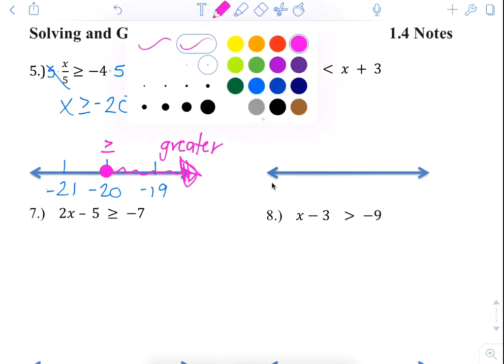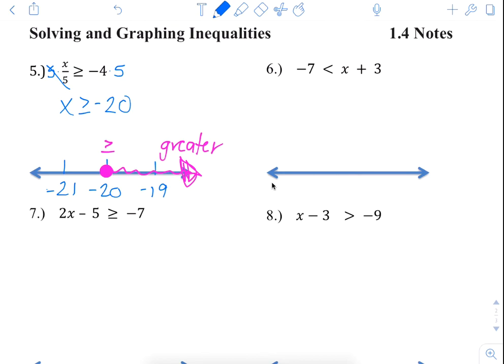On number 6, can we simplify? No. We are ready to solve, though. Let's get rid of that 3. If I subtract 3 from both sides, I'm left with negative 10 less than x. We didn't multiply or divide. We don't need to flip. We're going to put our answer in the middle, negative 10, negative 9, negative 11.